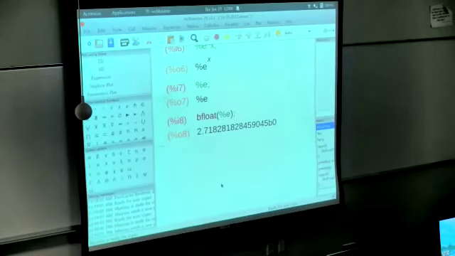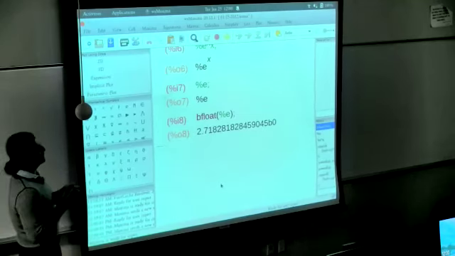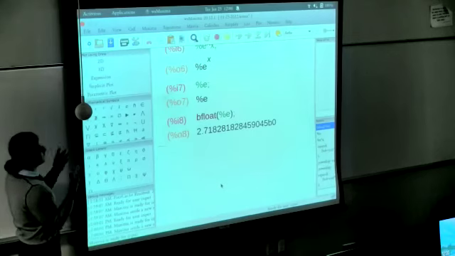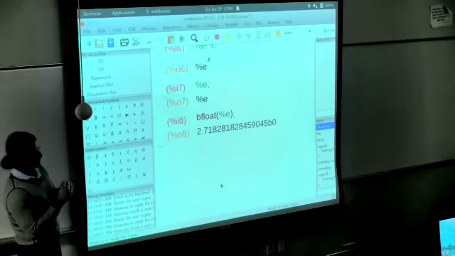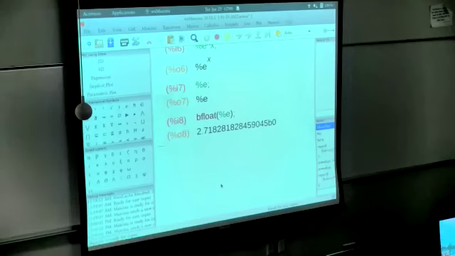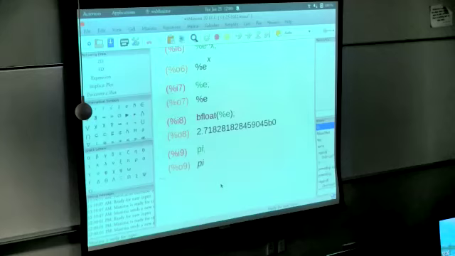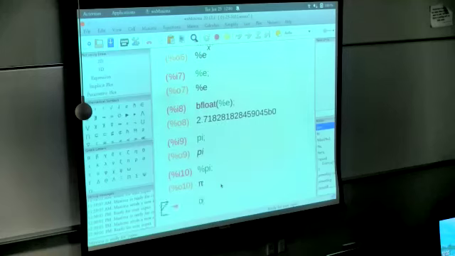Still, too many digits. But before we move on to another flag, if you have to take a guess, how would we get pi? Just pi. What's the float for the Greek letter? Percent pi. So bfloat of percent pi.